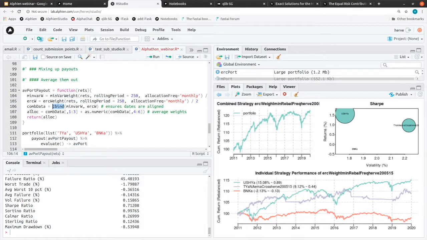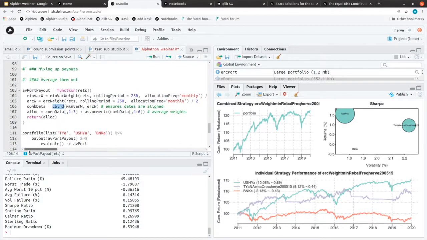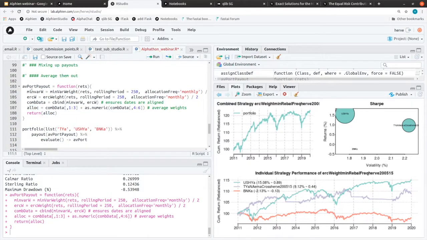And then what we're going to do is just have an average of these two weights. I've already divided by 2 here, and so it's just about summing together. So here is the minimum variance weight, here is the ERC weight, and I'm just having the average of the two and returning the allocation. So let's see what we get from that.